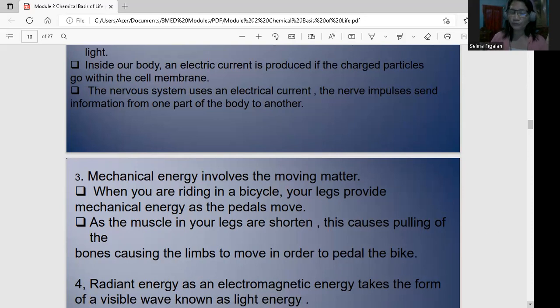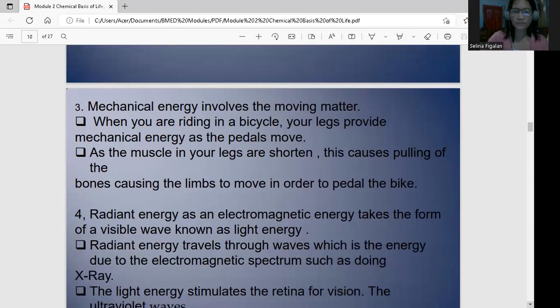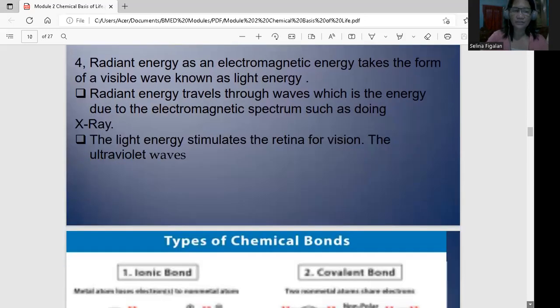You pull and push when you are moving, causing the limbs to move in order to pedal the bike. Okay, that is what you call the mechanical energy. Radiant energy refers to the form of visible wave known as light energy, like for example the X-ray. Right? Like for example the echo. Right? The ultrasound is under the radiant energy.